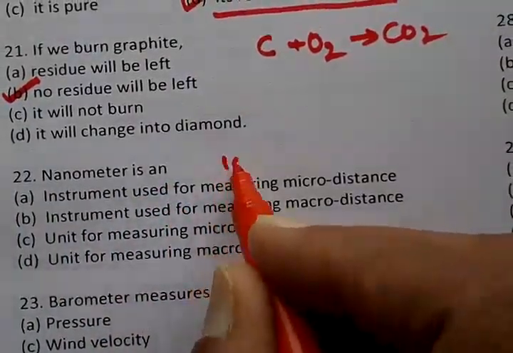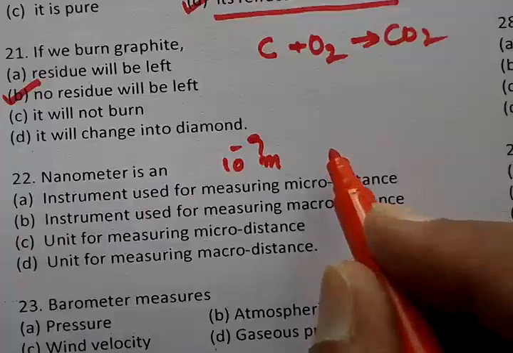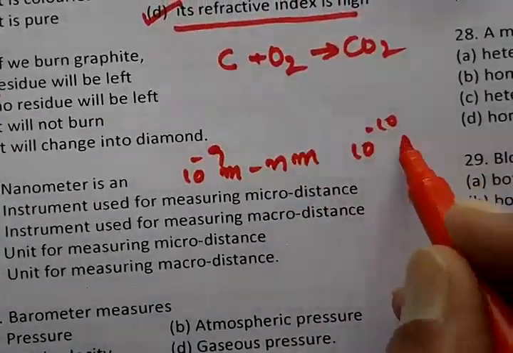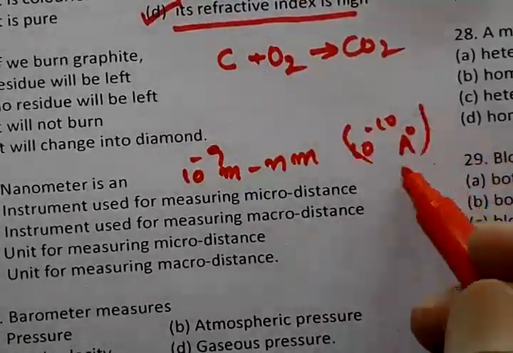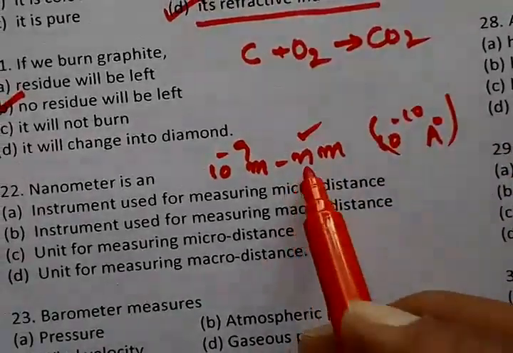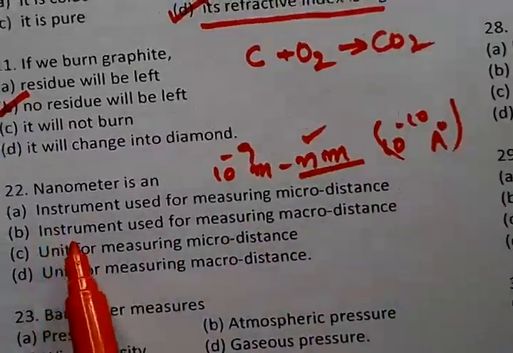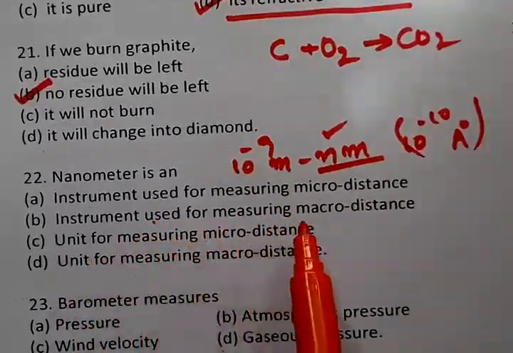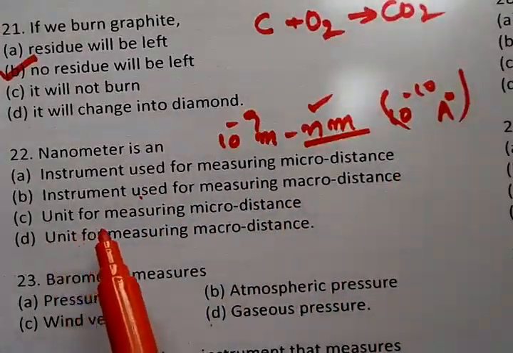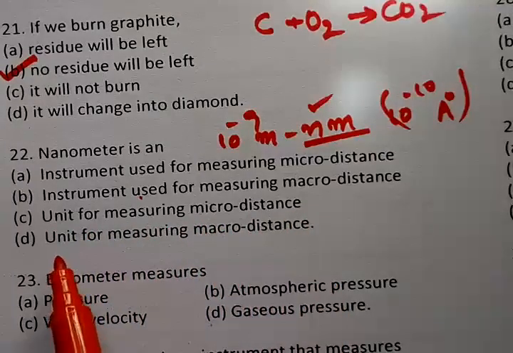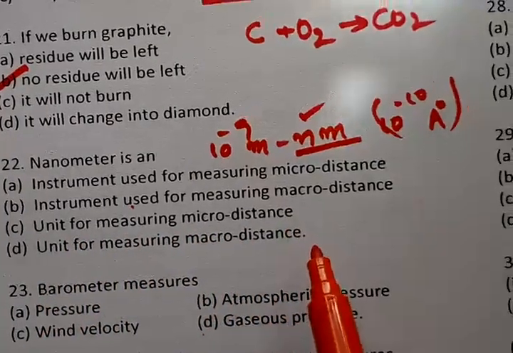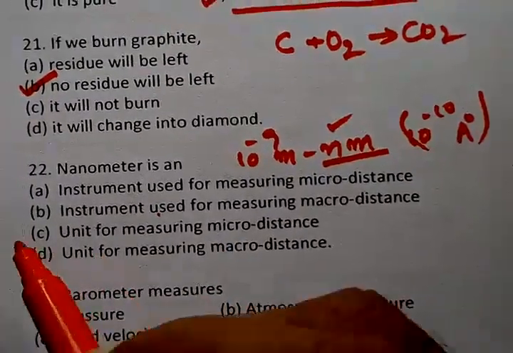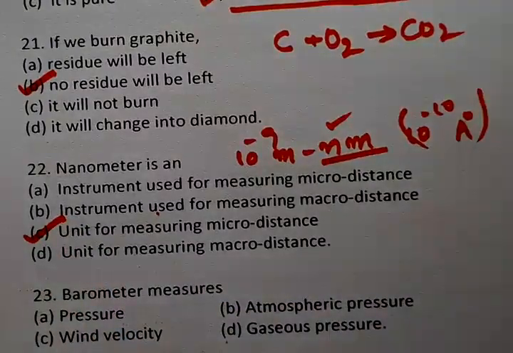Nanometer is 10 to the power of minus 9 meters. This is nanometer. 10 to the power of minus 10 is angstrom. Nowadays, this is not used. This is widely used. It is only a scale. It is not an instrument. So instrument used for measuring, no. Instrument used for measuring macro distance, no. Unit for measuring micro distances. Unit for measuring macro distances. Any one of these. Macro means bigger distances. Micro means smaller distances. It should be only C.